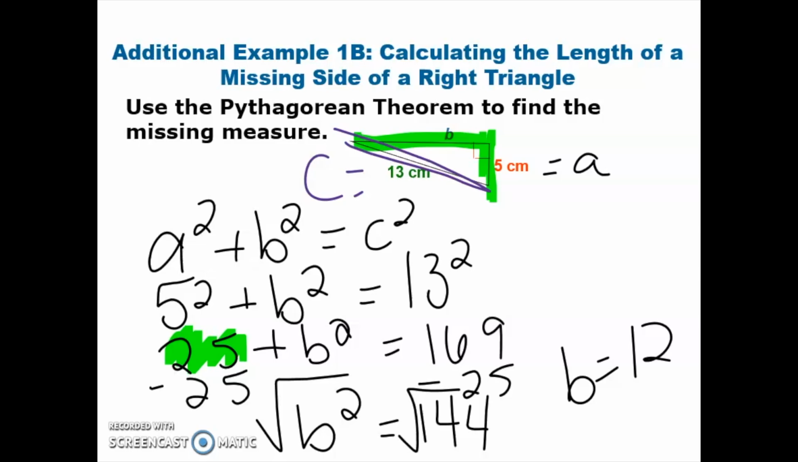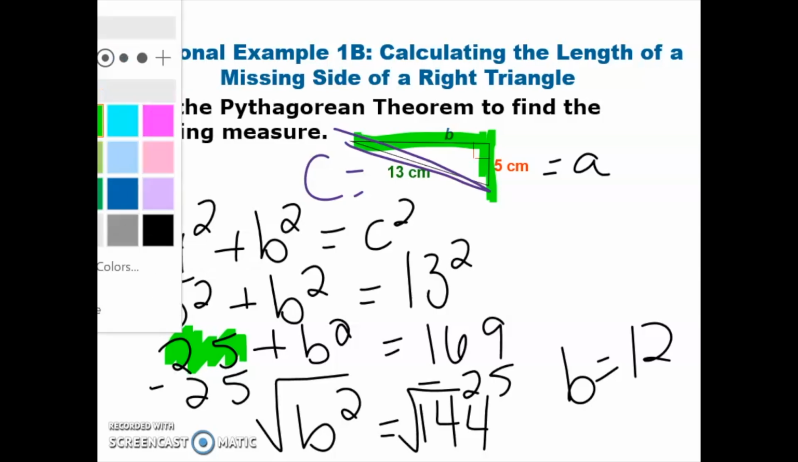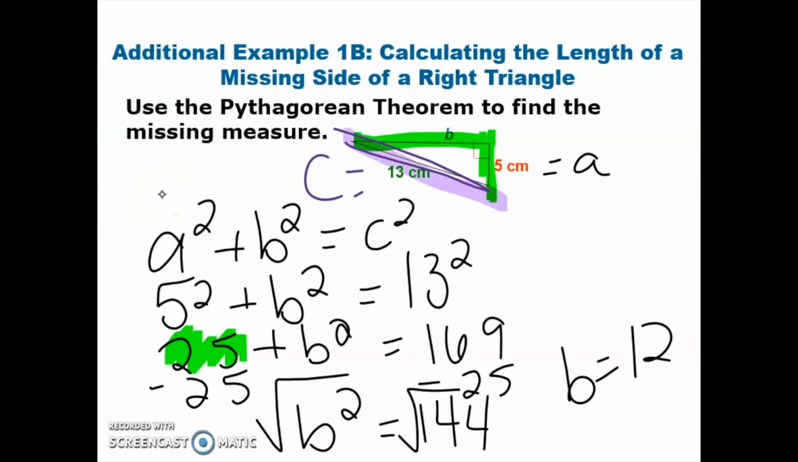Now, some of you might be thinking, wait a minute, in the last section we learned that there should be two answers. It should be plus or minus 12. Well, when I'm looking at a triangle, is it possible for this distance to be negative 12? No, remember, distances cannot be negative. So when we're talking about shapes and distances and lengths, we're only using the positive value of the square root.